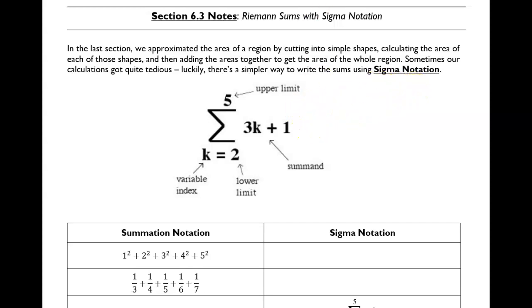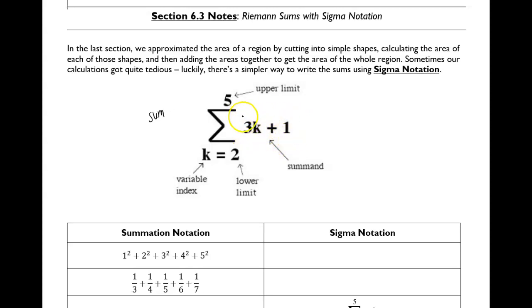You may or may not have seen this notation before, so I just wanted to review it before we go on to the calculus part. So this is a sigma. It stands for a sum. Whenever I see this symbol, the capital sigma, the Greek letter, it means I'm going to add things together.